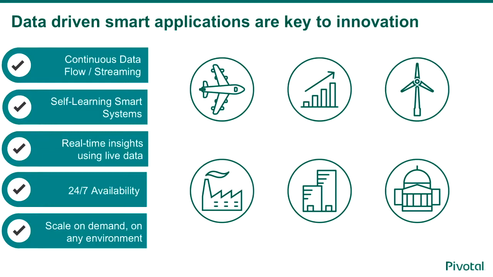Self-learning smart systems refers to systems that learn from historical data, apply that knowledge to data that is being immediately transacted, and get real-time insights from live data. Data-driven smart applications have to be available 24/7. We can't schedule downtime anymore for these systems. Of course, we also need the ability to scale on demand and adjust capacity whenever it is needed.